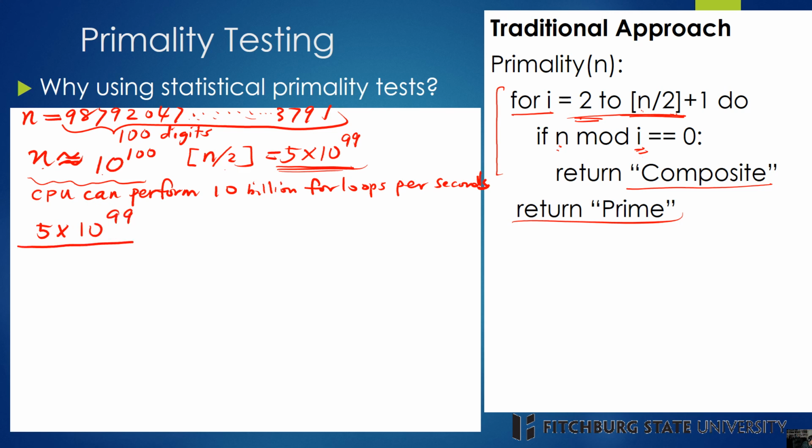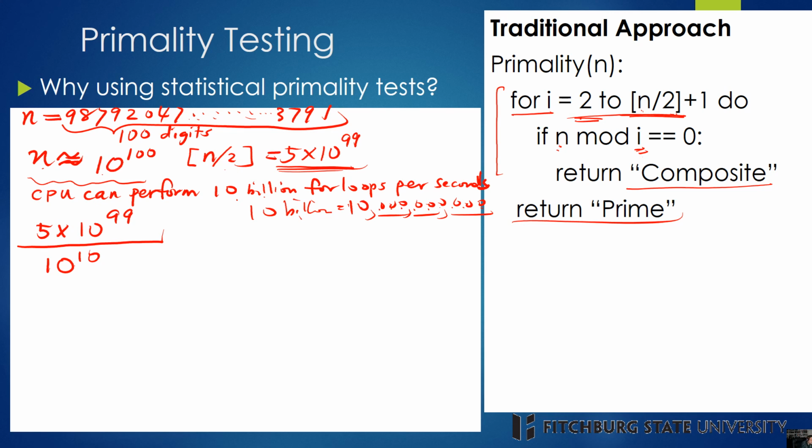That's the total number of loops. 10 billion is the number of loops I can perform in 1 second. So what is 10 billion? 10 billion is actually 10 to the 10, because 10 billion can be written as 1 followed by zeros: 10,000,000,000. So how many zeros do we have in total? 1, 2, 3, 4, 5, 6, 7, 8, 9, 10. So it is 10 to the 10.